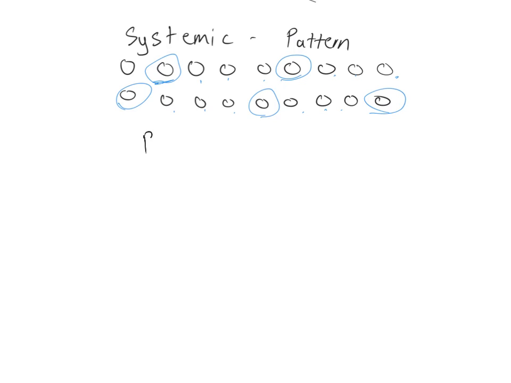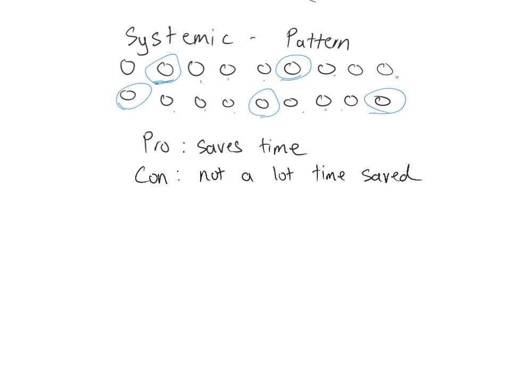The pro to this is it saves time compared to your simple random sampling. Your con to this is that it still takes some time, and also you could possibly miss some groups. So it's not a lot of time saved, but you do save time, and you could skip groups too.